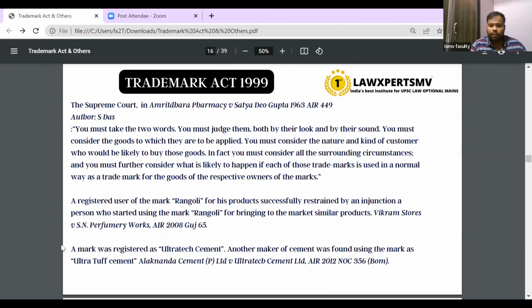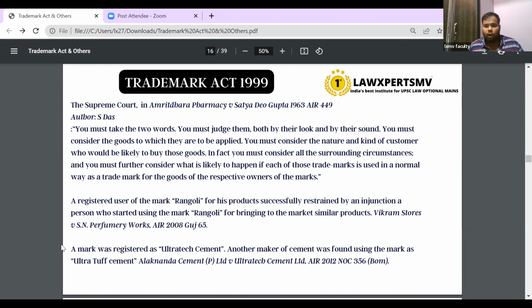So basically, if you read this particular para, the Supreme Court was asking you to take the two words. In the example I've given you with respect to Sony, you have to take both the TVs and see which device this particular name is applied to, and you have to consider the nature and kind of customer who is going to buy the goods. If someone is coming to a TV showroom and sees two devices having the same name but from different manufacturers, what will happen? The person who is going to buy a Sony television will understand that this Sony is manufactured by the Japanese company and not by anyone else. But if it was in fact manufactured by a local company, it will create confusion, right?